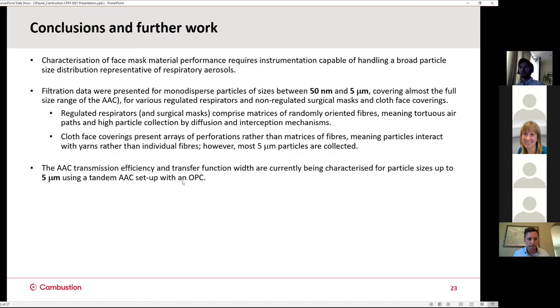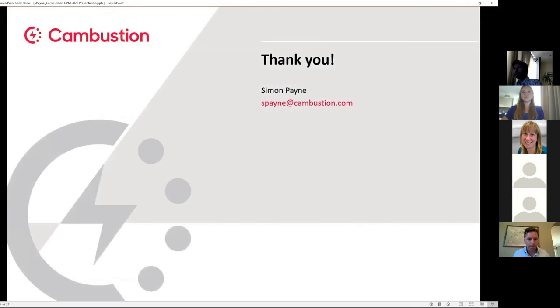And the AAC transmission efficiency and transfer function width are currently being characterized for particle sizes up to 5 microns using a tandem AAC setup. And with that, I have overrun. I apologize for that, but thank you very much.